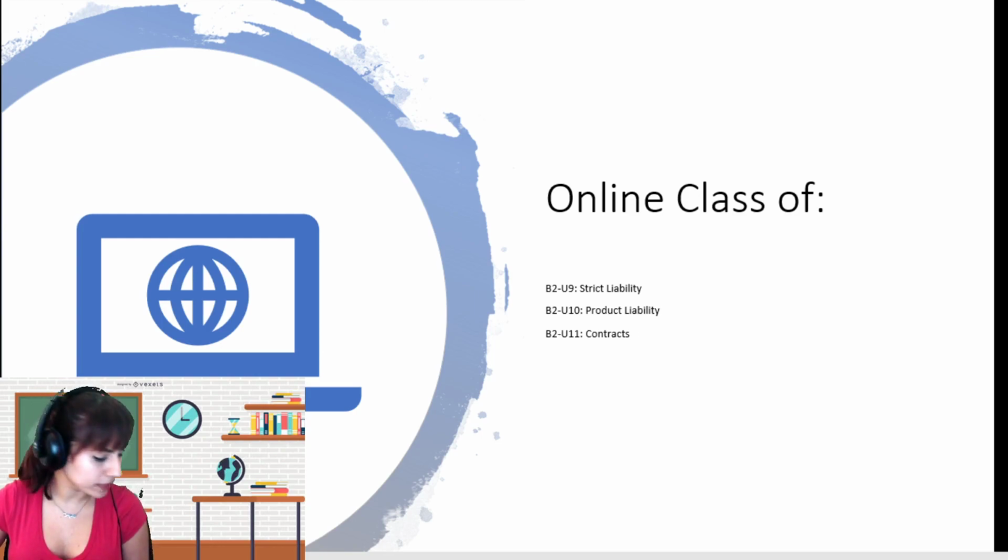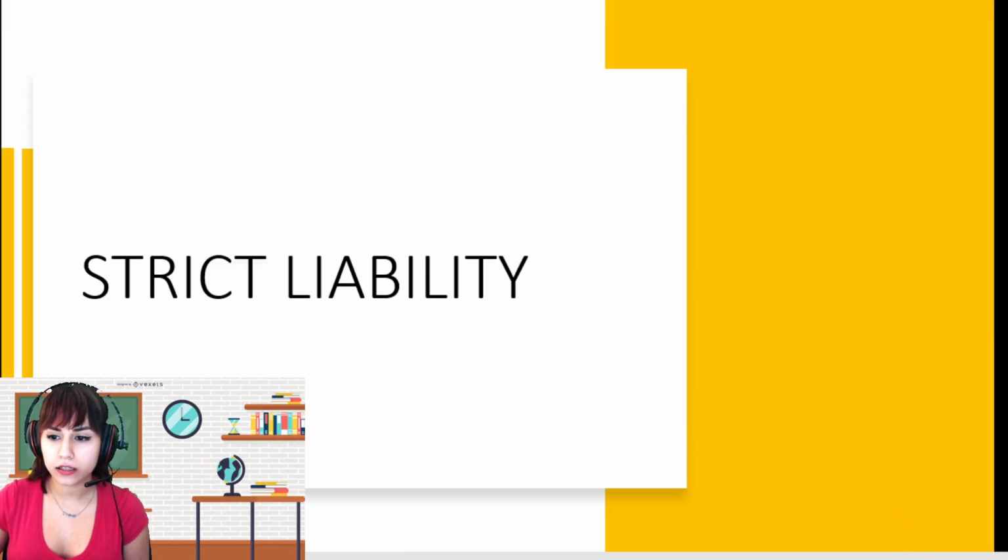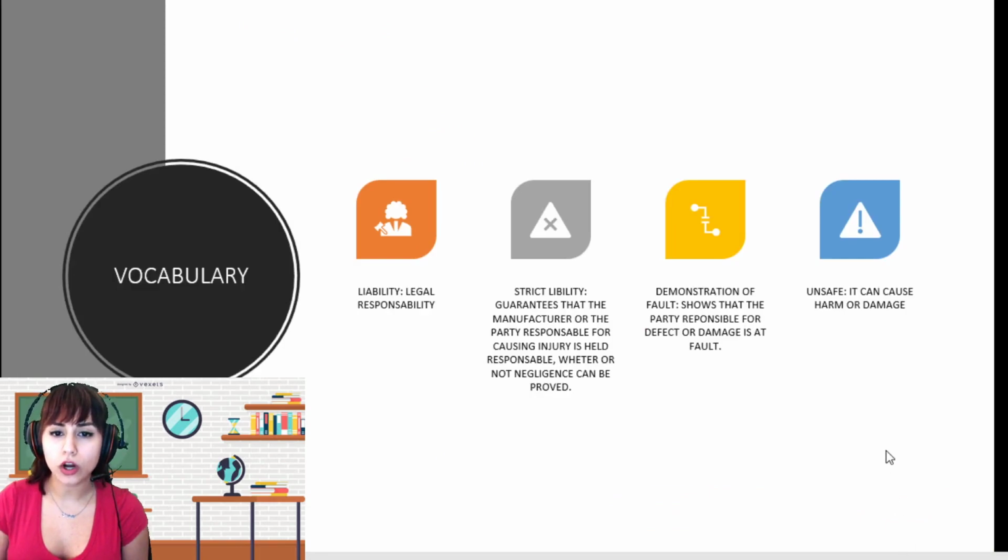Okay, so the first one, please open your book on page number 20. We're going to be starting with strict liability. And, okay, this is the topic. First, we're going to be seeing the vocabulary, okay? Here, we have some words. The first word is liability, okay?